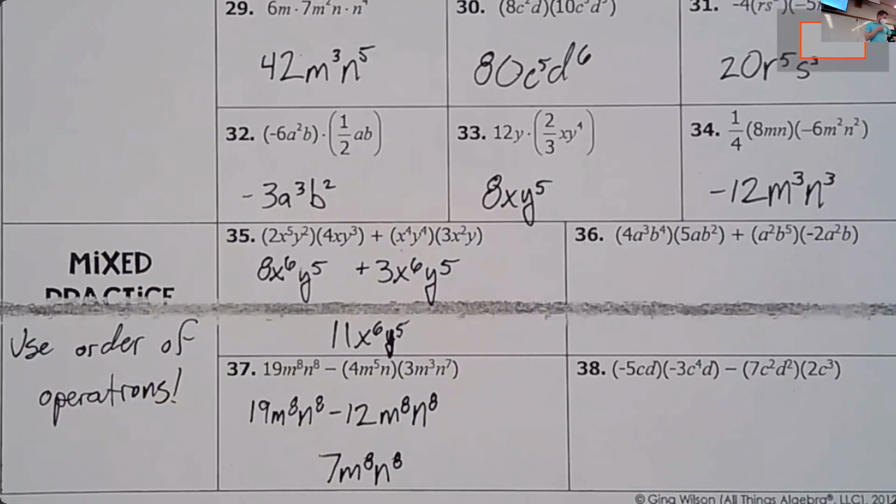So what I'd like you to do, take a few minutes, work on numbers 36 and 38. See if you end up with like terms or not, and then combine the like terms after you've done your multiplication, if there are like terms. And I'll check back in a couple minutes, and then you'll get your assignment, and you'll have the rest of the class to work. Let me know if you have any questions on those two.